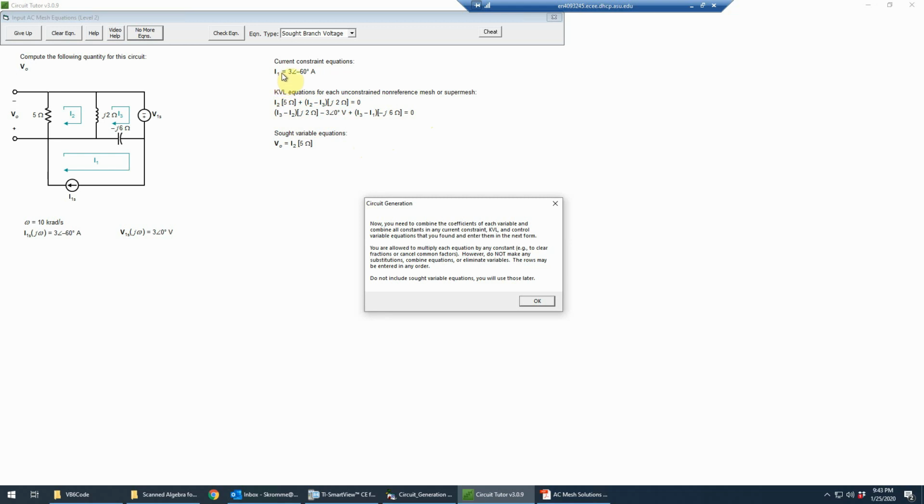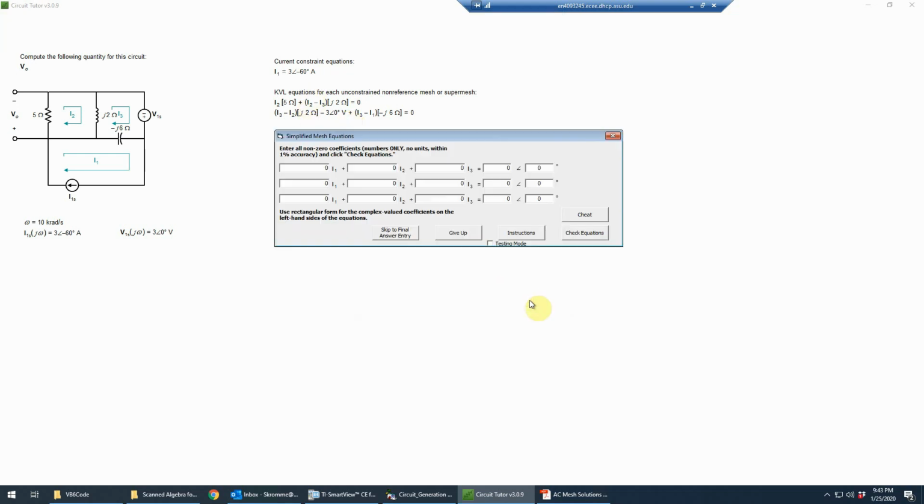You cannot, however, make substitutions of one equation into another. So we couldn't, for example, take this value and use that to replace I1 down here. That would not be accepted. We're going to do that when we solve them, but not when we first write the equations in standard form. Okay, and remember, we don't put the sought variable equation into this form. That's just the first three equations only.